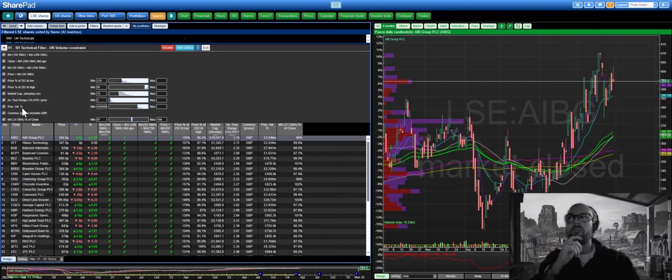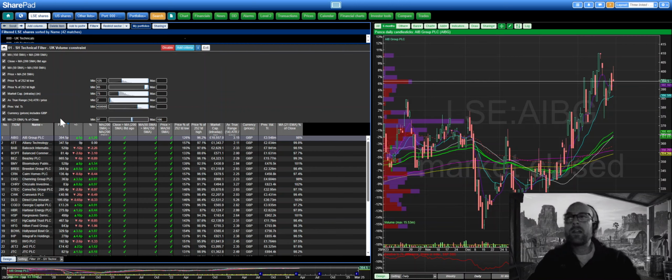For me, an absolute minimum is to look at the previous trading day's volume, and if it's got less than £450,000 trading volume, then I wouldn't consider any sort of position size on that. I'm looking for things that have a currency, obviously, of GBP. This is my UK screener.